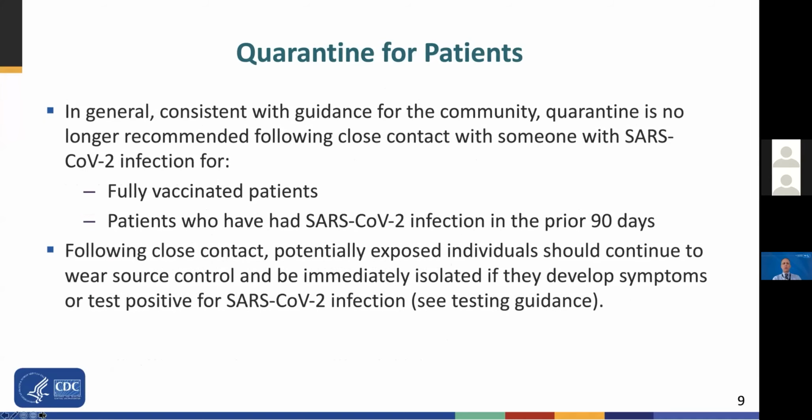The other thing that changed was some recommendations about quarantine for patients. In an effort to align this with what we have already recommended for healthcare personnel, and also for consistency across settings, we no longer recommend quarantine for fully vaccinated patients who are close contacts. This applies to the fully vaccinated and patients who are within 90 days of a SARS-CoV-2 infection. Of course, those folks would still be required to wear source control, and testing would still apply, so we can identify people who become infected as rapidly as possible.